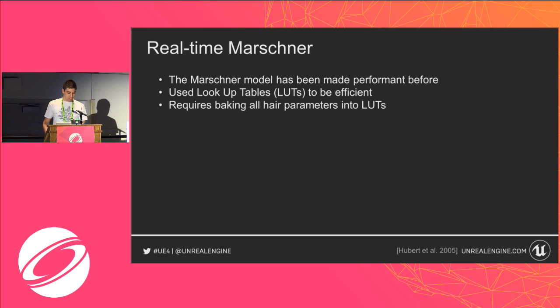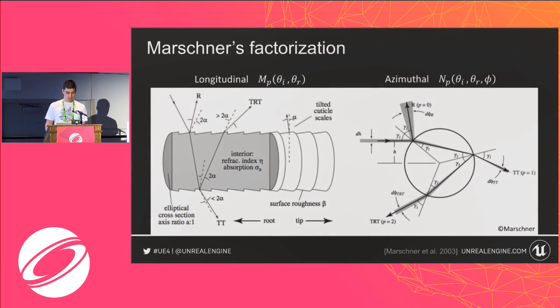At this point, real-time Marschner has been done before. It has been made performant through the use of lookup tables. This requires baking all of the parameters that wouldn't be the dimensions of the lookup table into that lookup table, though. So if we go back to these two functions, those being the inputs, you've got a 2-dimensional and a 3-dimensional lookup table, but all of the other parameters that describe the hair wouldn't be represented there unless you increase the dimensionality by a huge amount.